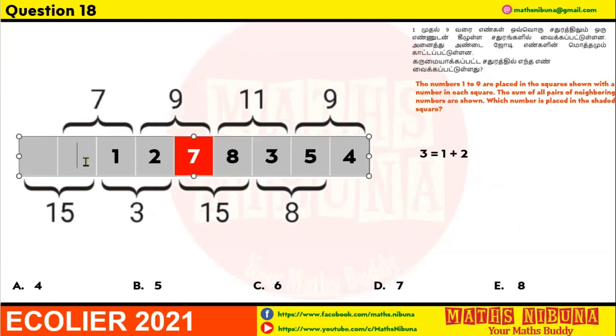You can also put it here. If this is 1, you can test also. This is 6 because 6 plus 1 is 7. And finally, this is 9. So now you see there is no repetition. Every number we only put one time. So this is the correct combination. And we ask what is the number in the shaded box. This is the shaded box. The number in the shaded box is 7.